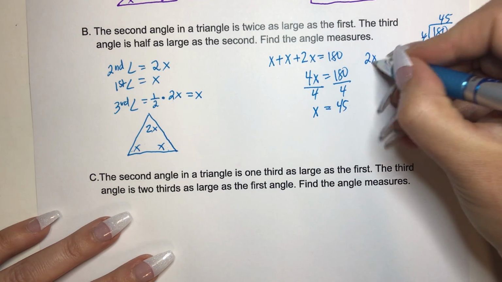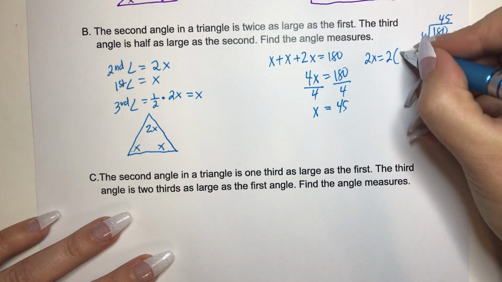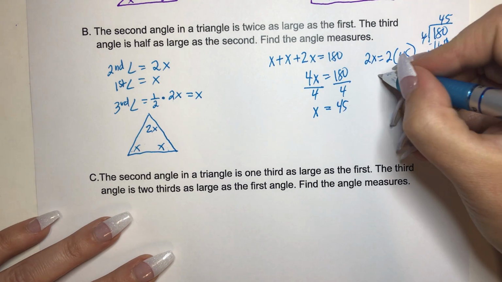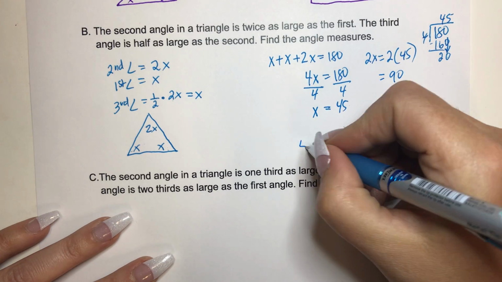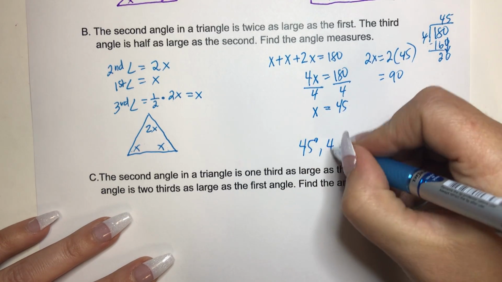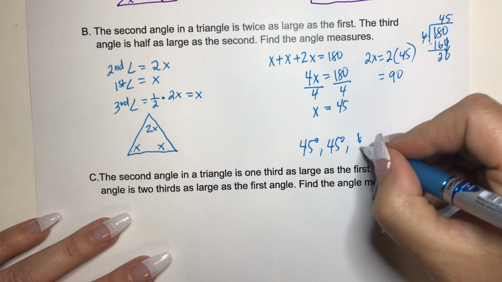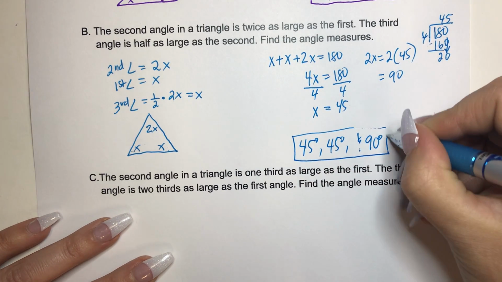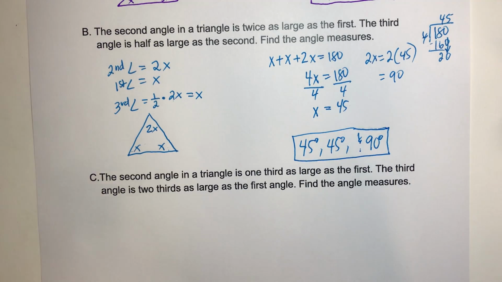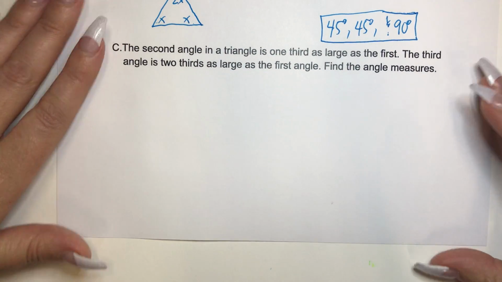And then we have the 2x, which is 2 times 45, which we know is 90. So find the angle measures. We have a 45 degree, another 45 degree, and a 90. And there we have it. Perfect. Okay, on to C.